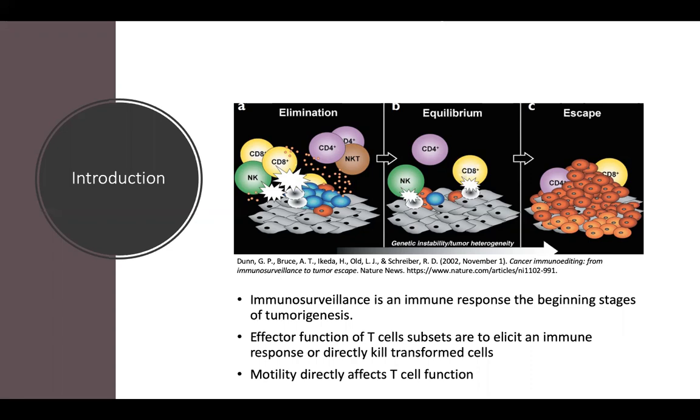Scientists have mainly focused on immunosurveillance and T cell function from the perspective of direct cellular interaction. However, there are several more important questions that should be addressed on this topic from the perspective of cell motility, because T cell motility directly affects their function and allows for these lymphocytes to perform their effective functions.